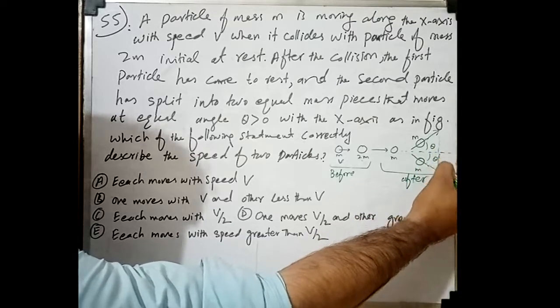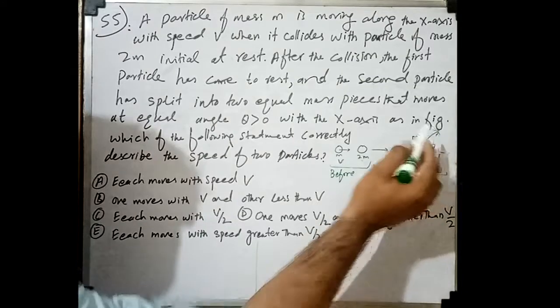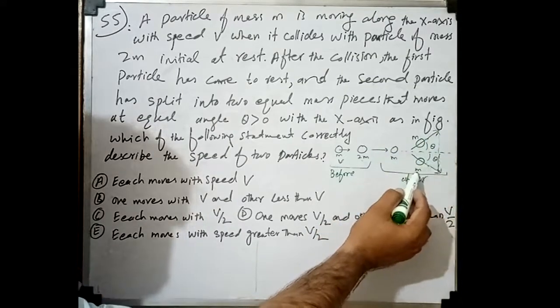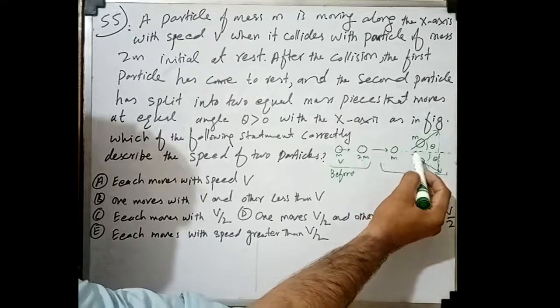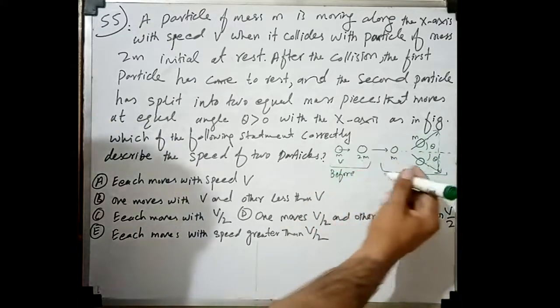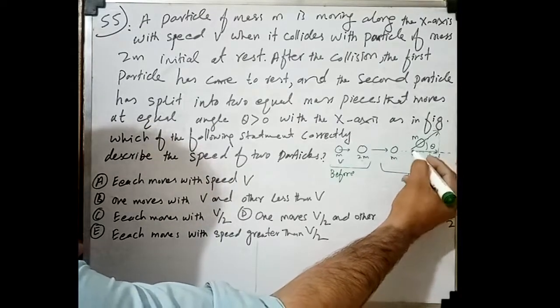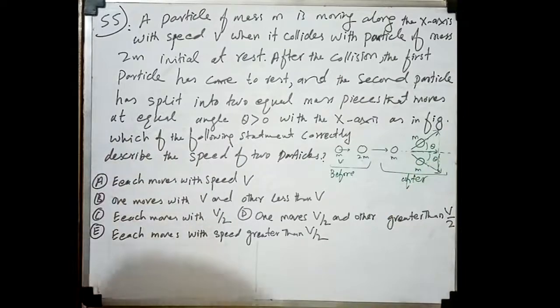So these are the y components of the momentum for mass m, and this is the y component for this mass, and this is the x component of momentum. We can see that the x component of both the momenta will add up, but the y components of both the momenta will cancel out each other. So the momentum in the horizontal direction will be conserved.